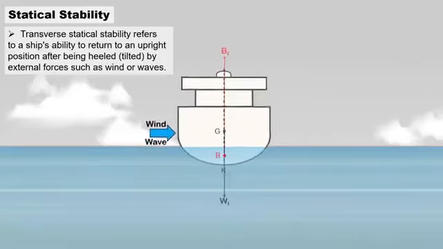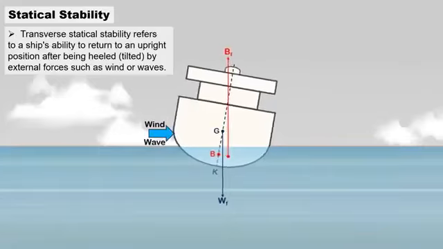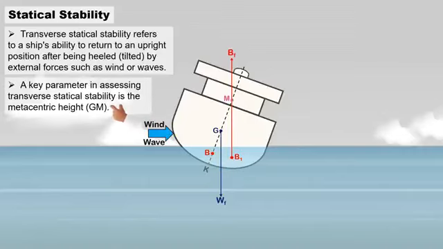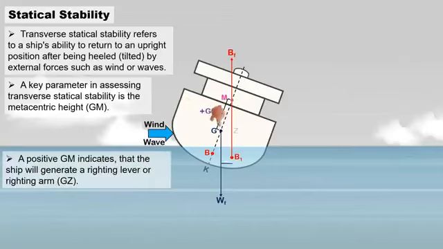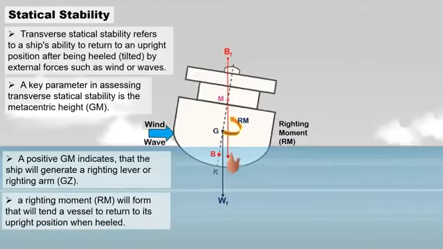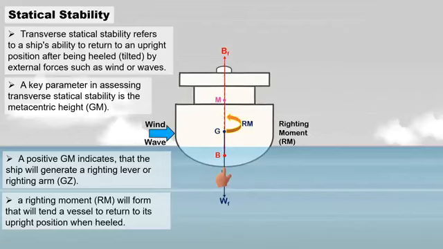This form of stability focuses on the ship's initial response to heeling, and is primarily concerned with the relationship between the center of gravity and the center of buoyancy. A key parameter in assessing transverse statical stability is the metacentric height, GM, which is the distance between the center of gravity, G, and the metacenter, M. A positive GM indicates that the ship will generate a righting lever or righting arm, GZ, so a righting moment will form that will tend the vessel to return to its upright position when heeled.